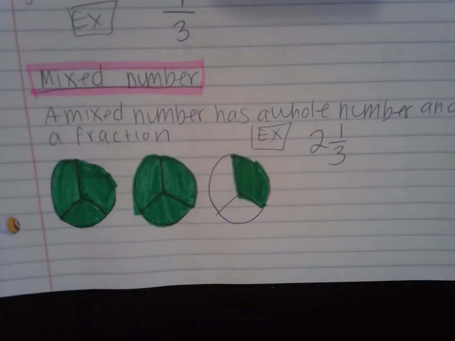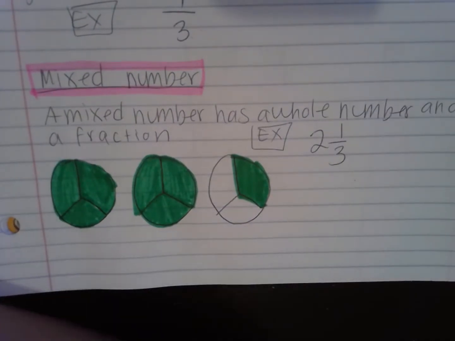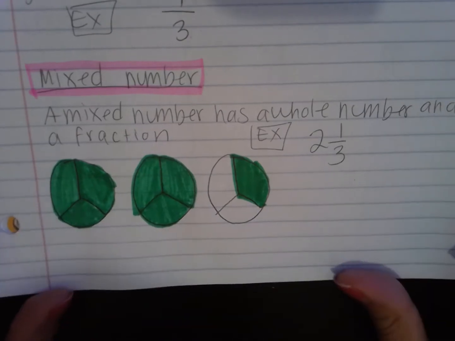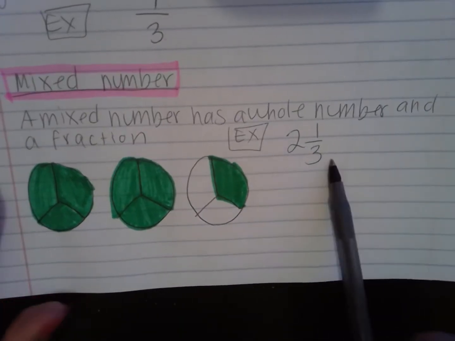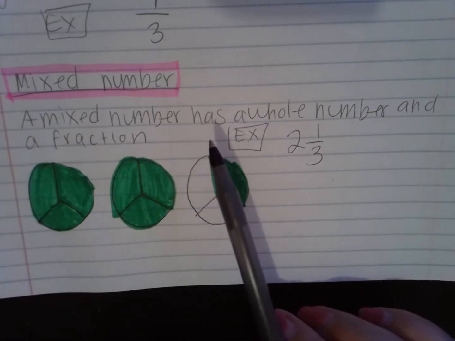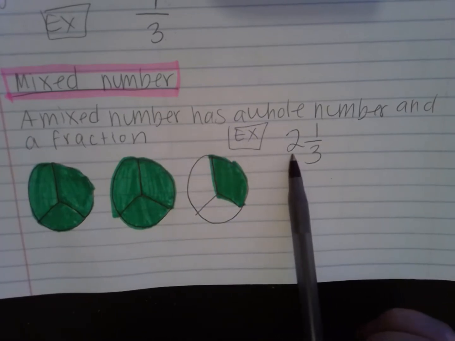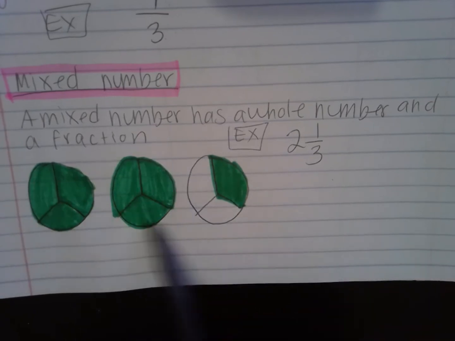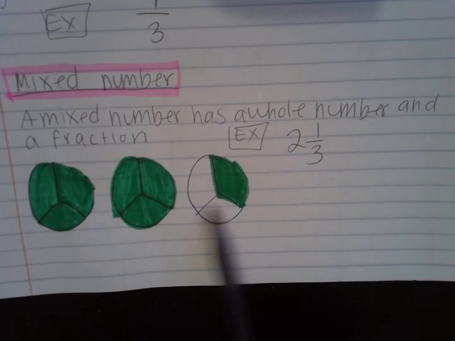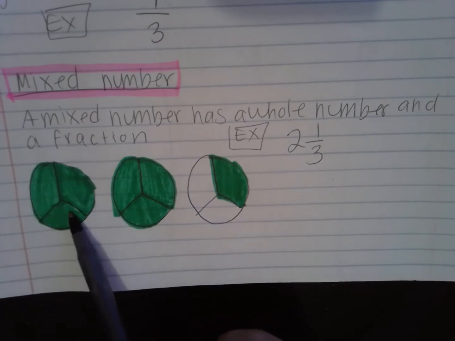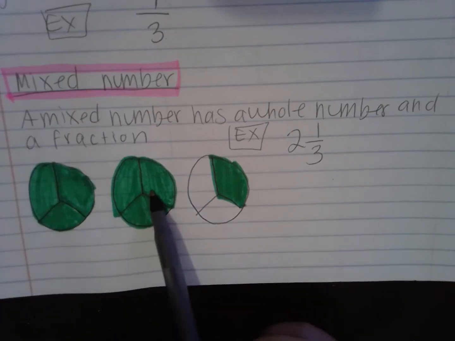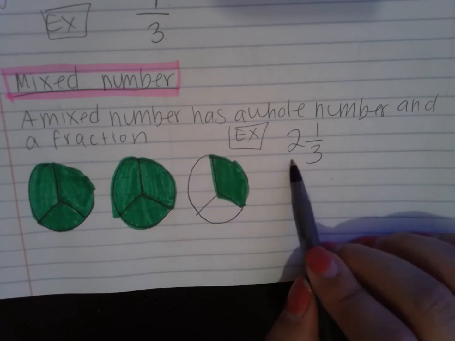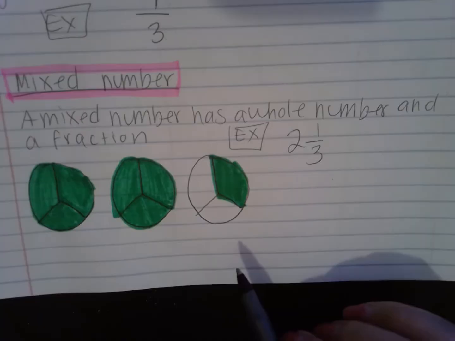Next, we're going to go over what mixed numbers are. A mixed number is a number that has a whole and a fraction. So a mixed number has a whole number, in this case we have a 2, and then we have a part, which is a fraction. So in this case I have, let's say, 3 pies, and each of these pies has 3 slices. Okay, so I know I have 2 pies, and then I have one more slice here, which is 1/3. So I have 2 and 1/3.